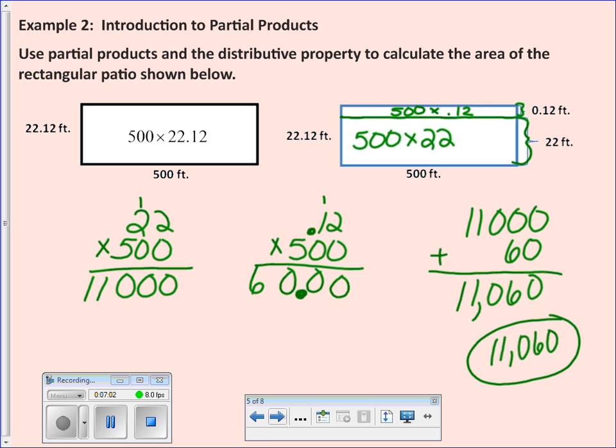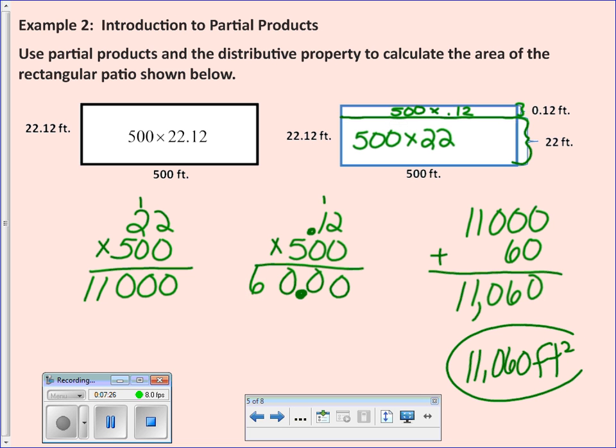But sometimes it's easier to multiply by the whole number than multiply by the decimal, and then find the sum of the two. Some of you might find the other method easier, but again, the purpose of this is to practice the distributive property so that we understand it when we get to algebra. And what I should have done when I wrote my answer, I forgot to label it feet squared because it's area. And you know how to do that.